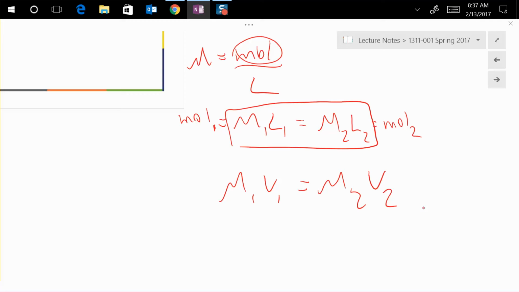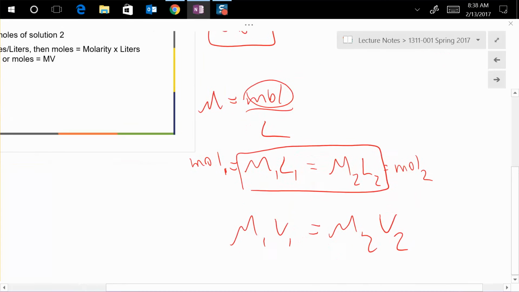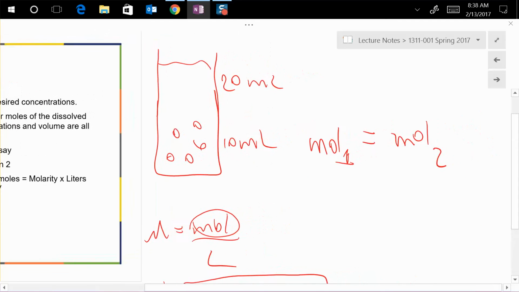Now, I changed it from liters to volume. The reason I did that is because when we calculate molarity, it must be in units of liters. Okay, it has to be. But with this dilution equation, it doesn't have to be. Okay, so why is that? Well, let's consider this example up here.